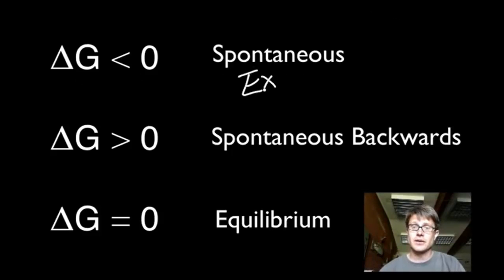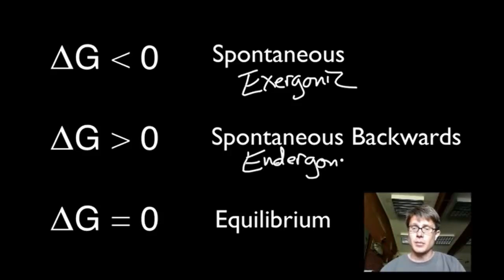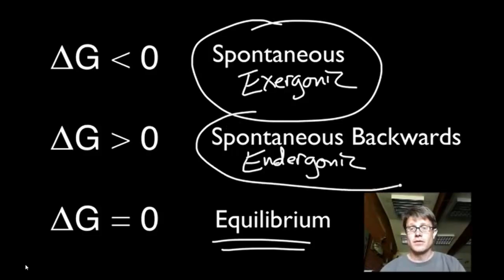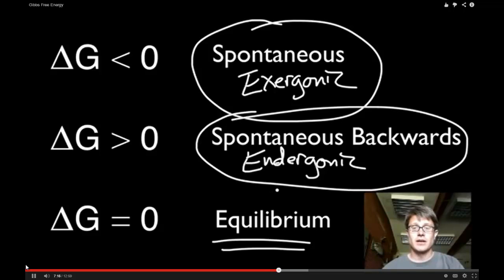Okay, so in summary, if the delta G is less than 0, that's a spontaneous reaction, or we call that an exergonic reaction, or an energy-releasing reaction. If it's greater than 0, that's an endergonic reaction. And then finally, if nothing happens to the available free energy, then it's just at equilibrium. The quintessential example of a spontaneous reaction in life is going to be cellular respiration. Photosynthesis is an example of an endergonic reaction.